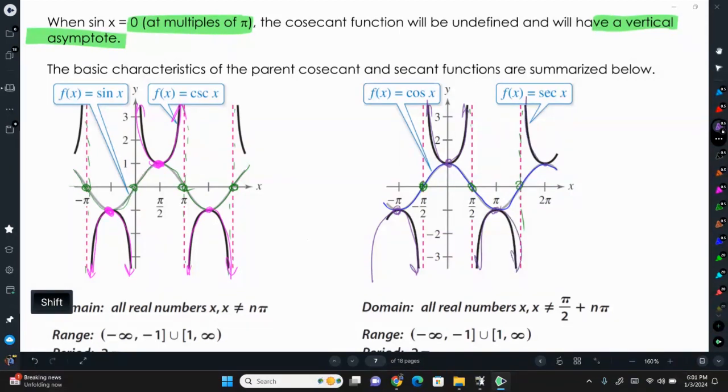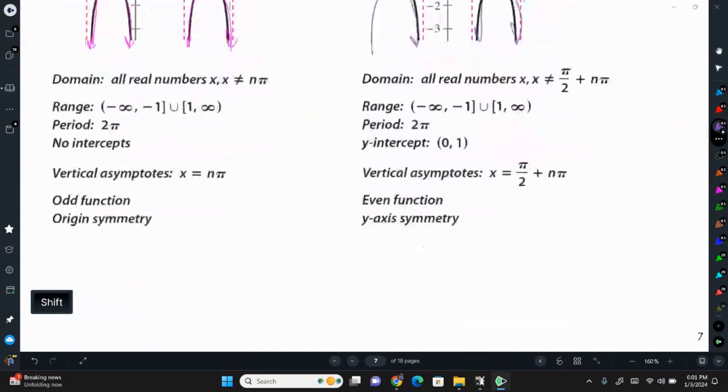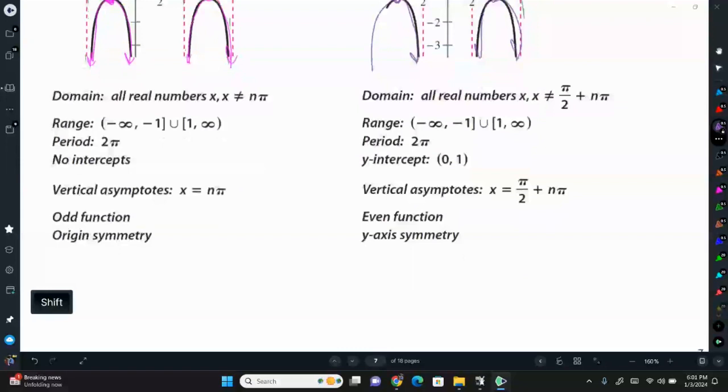So being able to graph the sine and cosine functions is going to become crucial for this as well. If you didn't understand that completely when we talked about it, this will be good practice for us to get them down pat. Here are just the general characteristics. Our domain, again, is going to be all real numbers except where we have those vertical asymptotes. We still have range, we still have period, and so on.